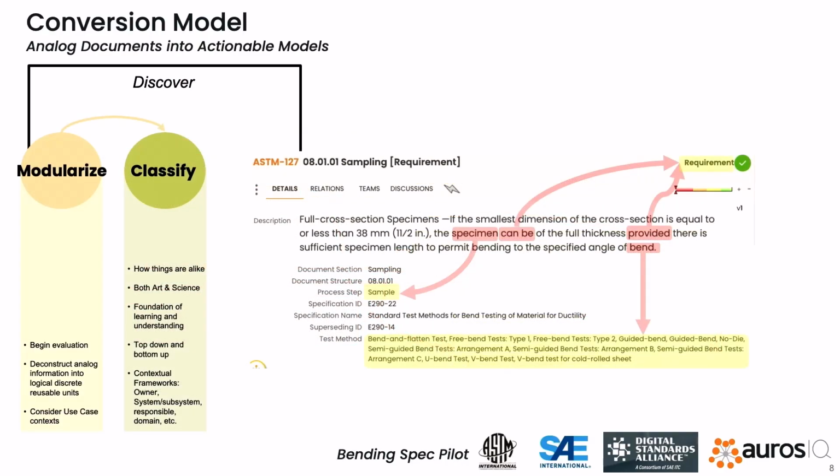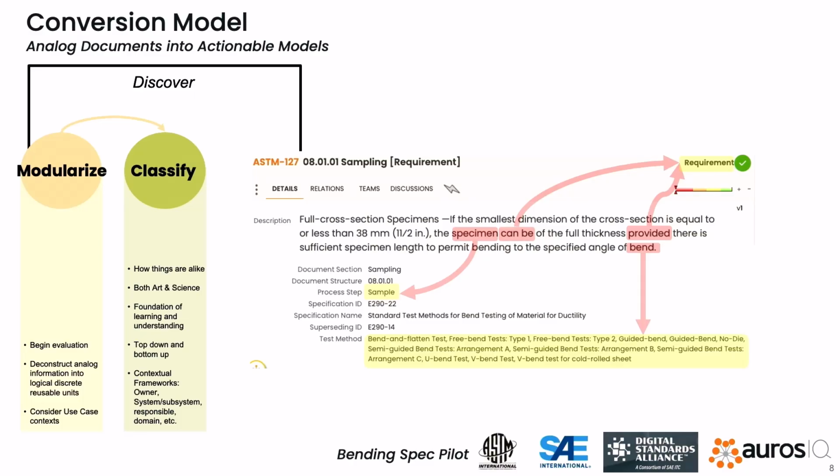But then you've got to move on to classify, right? How do you know which independent piece to use when? And you can only really answer that question if you've classified it. So this is an example from the Digital Standards Alliance pilot. And you can see here just some examples of what we can pull out, because there's this, specimen can be language in there.